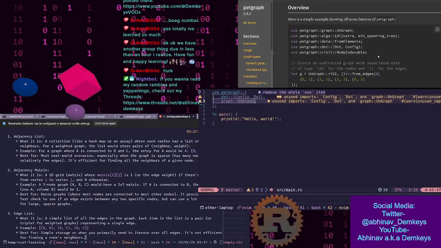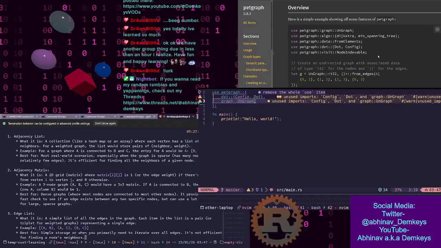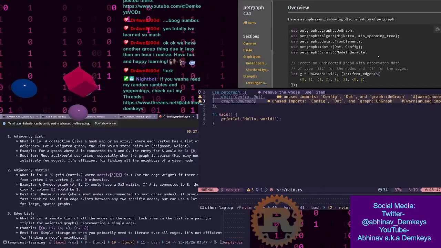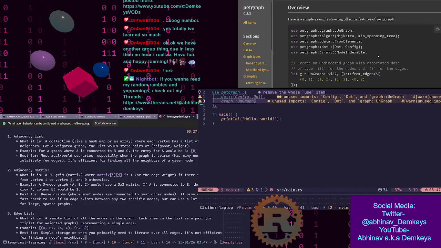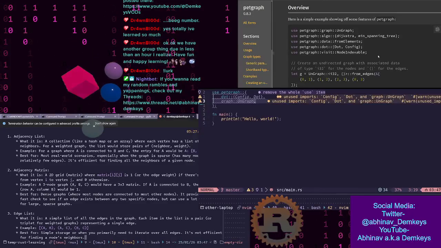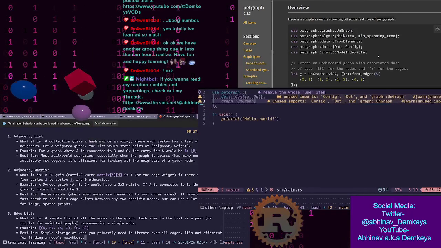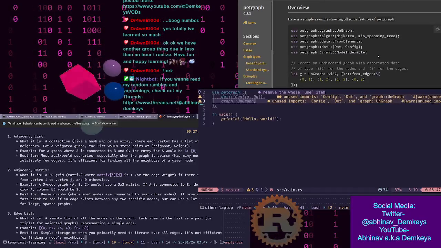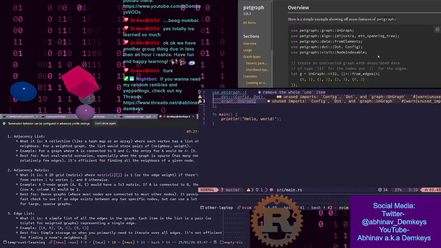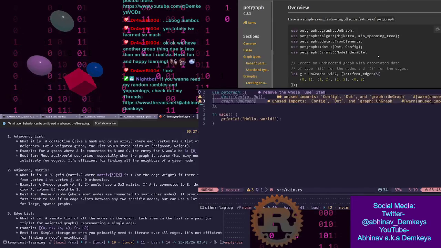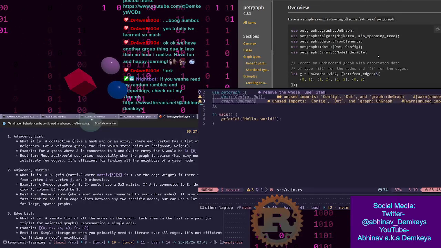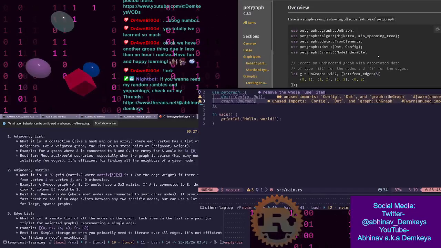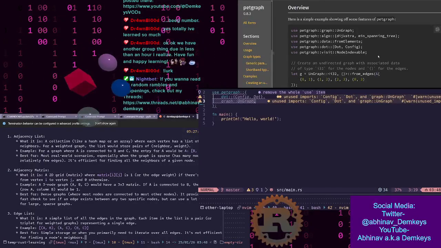Adjacency list, what it is: a collection like a hash map or an array where each vertex has a list of its neighbors. For a weighted graph, the list would store pairs of neighbor and weight. Example, for a graph where A is connected to B and C, the entry for A would be A, B, C. Okay, all right, I'm kind of getting it. I'm trying to follow this.